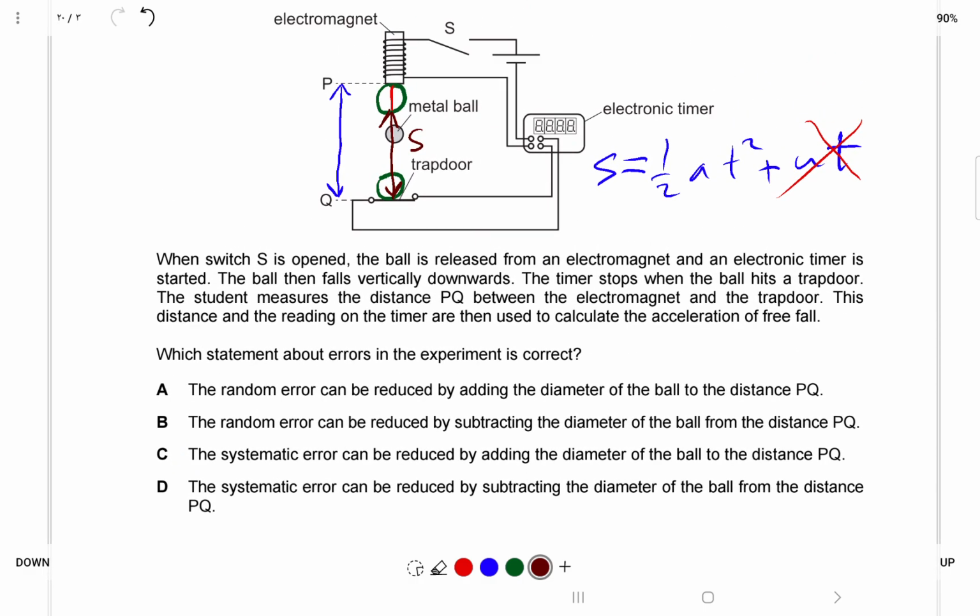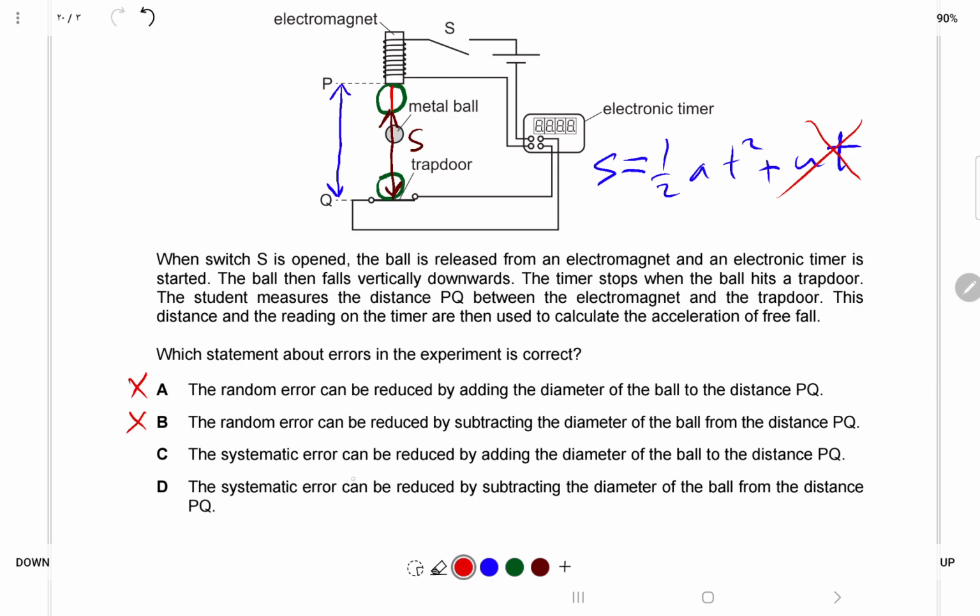Which statement about the errors in the experiment is correct? The random error can be reduced by adding the diameter of the ball to the distance PQ. Now, random error is not estimated or calculated this way. Random error can be reduced by averaging or taking the mean and many other methods. So clearly options A and B are incorrect.